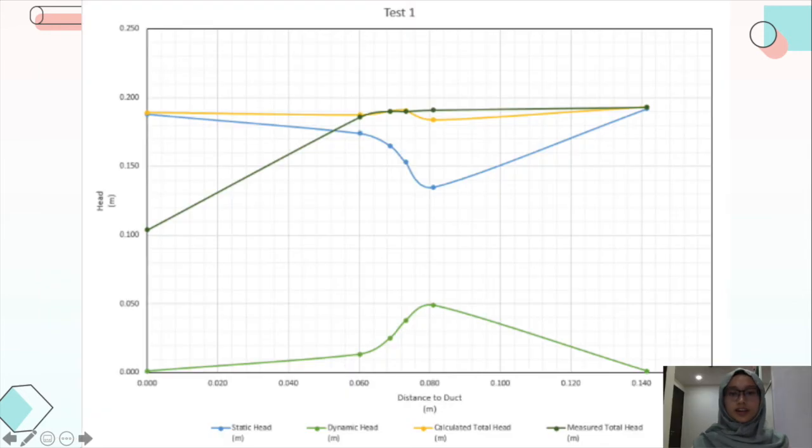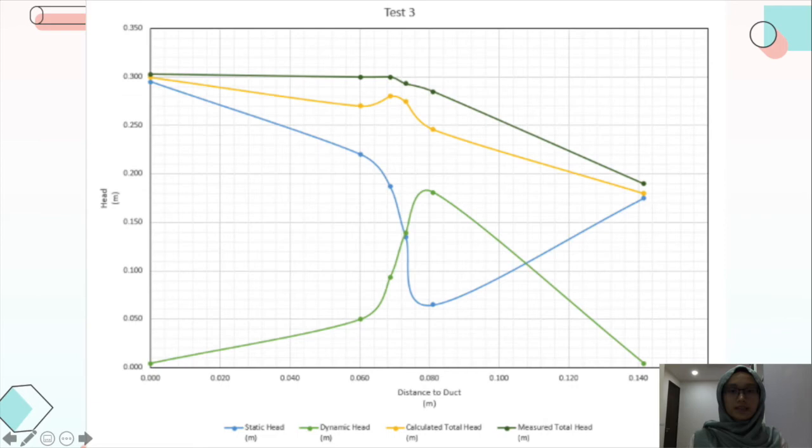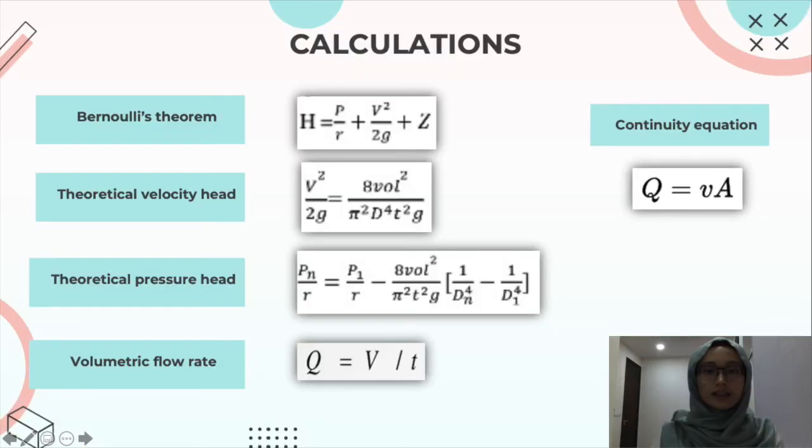There are 3 graphs. This is the graph of test 1. This is the graph of test 2. This is the graph of test 3. These are the formulas used. For Bernoulli's theorem, the first term is called the static or pressure head, the second term is the velocity head, and the third term is the datum term, which is considered 0 in horizontal flow.